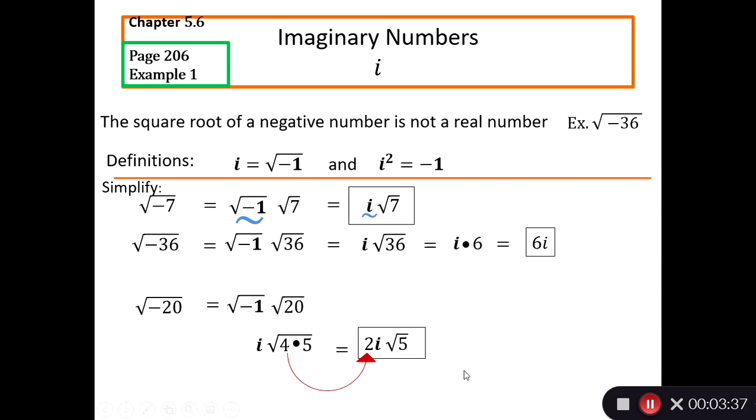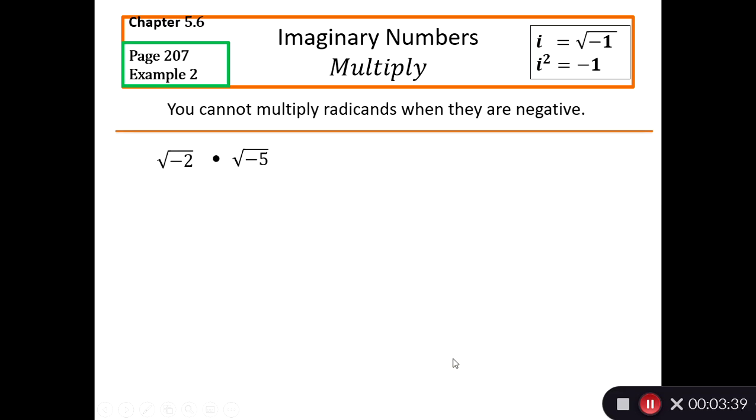Going on to the next one. We're going to do multiplication. Now remember, these are the two things you have to know. i equals the square root of negative 1, and i squared equals negative 1. Because we removed the radical symbol.